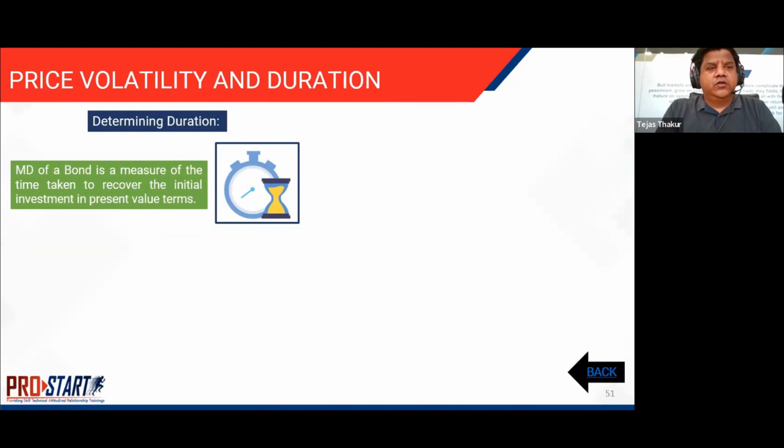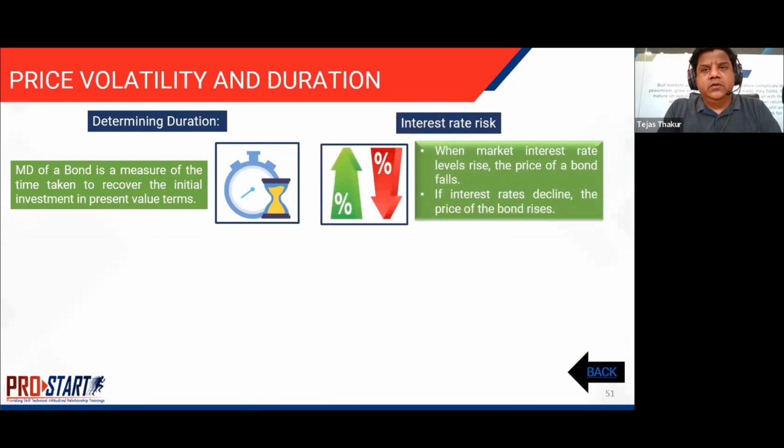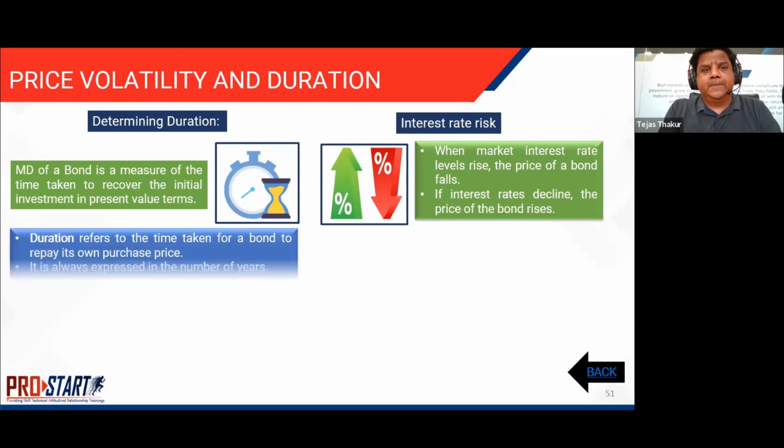Determining duration. So modified duration of a bond is a measure of the time taken to recover the initial investment in present value terms. When the market interest rate levels rise, the price of the bond falls. If the interest rate declines, the price of the bond rises. So it's inversely proportional to the interest rates.